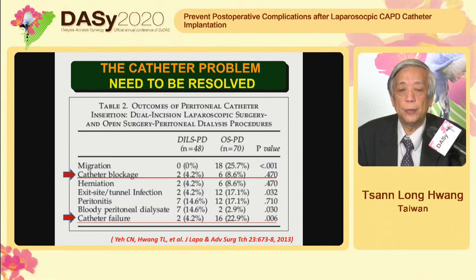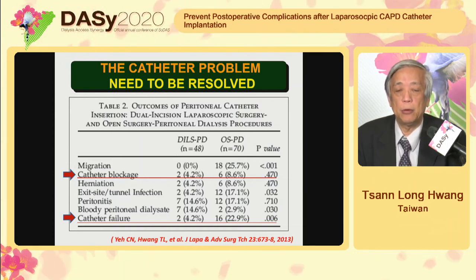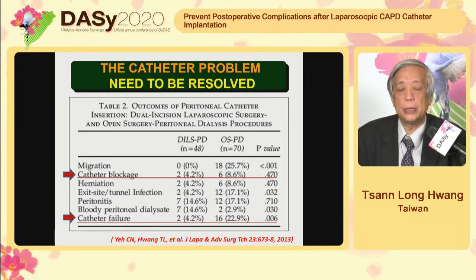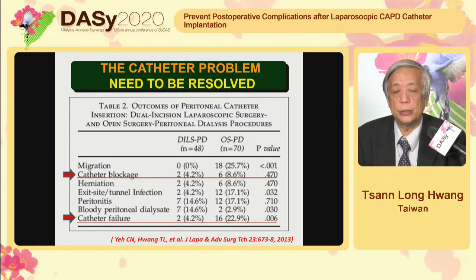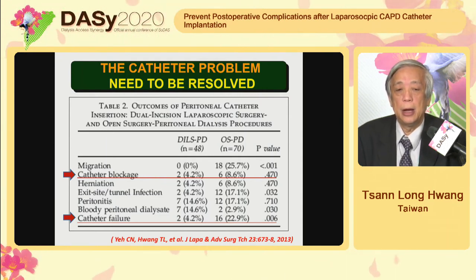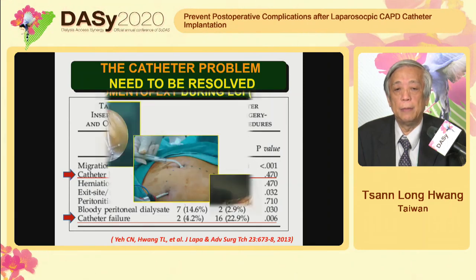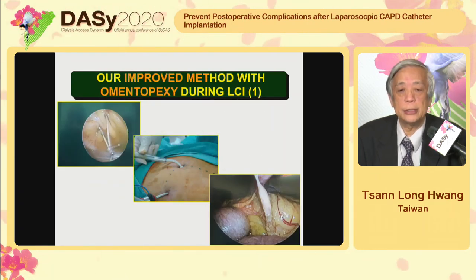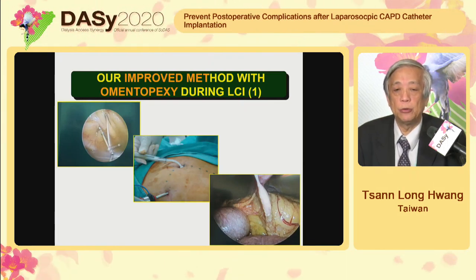As I showed, catheter occlusion is mostly due to omental wrapping. Some patients are very obese and have a huge amount of great omentum, and it easily causes occlusion by wrapping the catheter. So we should consider a method to prevent the greater omentum from wrapping.